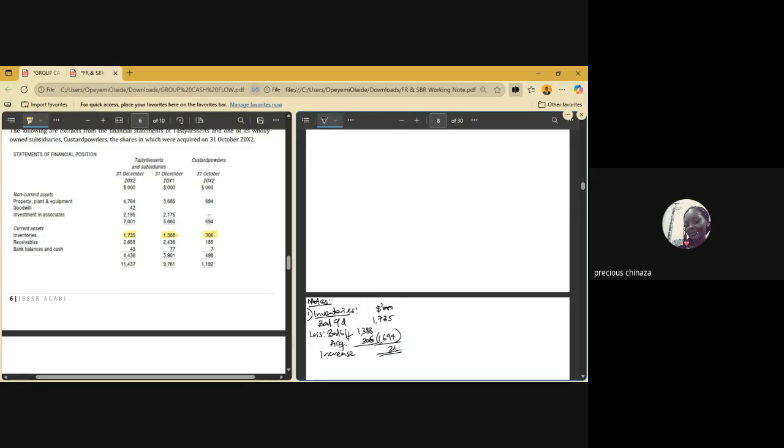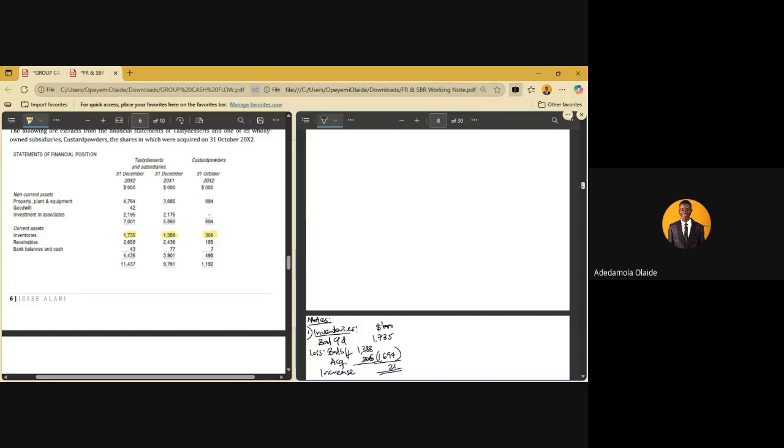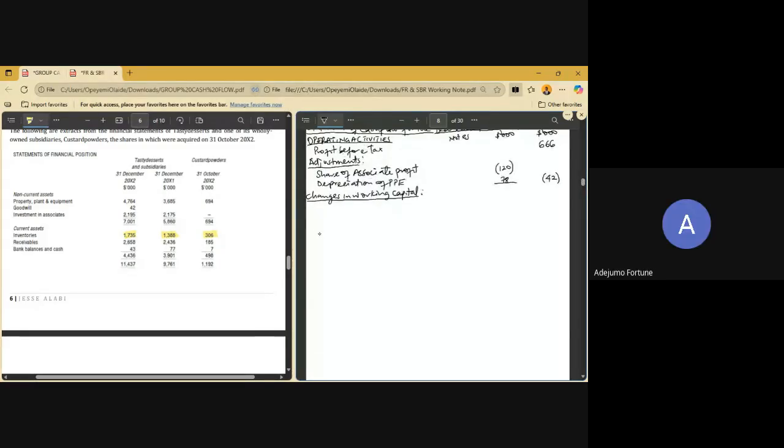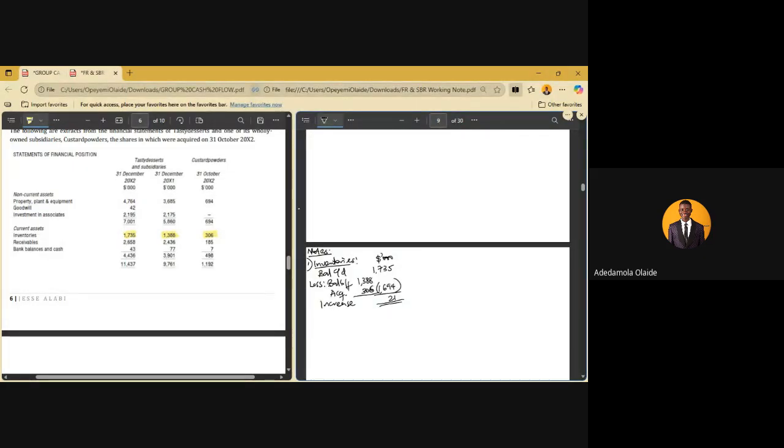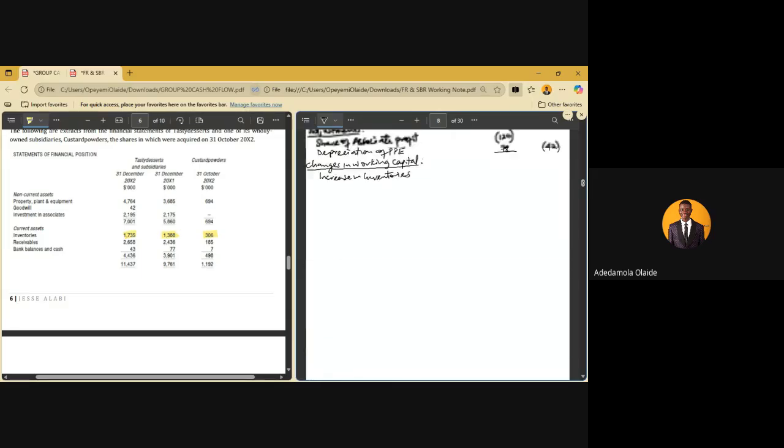41. Increase in inventory, note 1, that's 41. And if our inventory is increasing, it means we are buying more inventory. And purchase of inventory is an outflow of cash, so we put it in brackets.